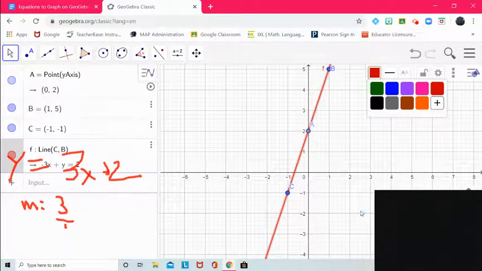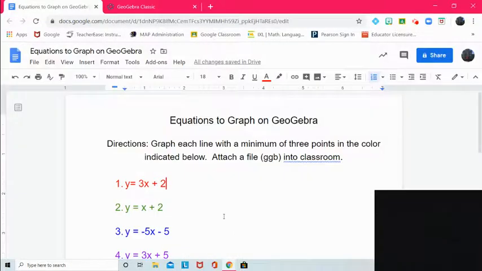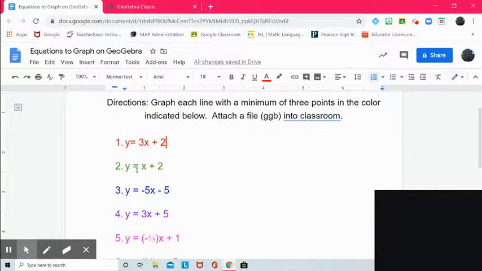Then you're going to look at the next equation on your piece of paper. If you look here, your next one is y equals x plus 2.